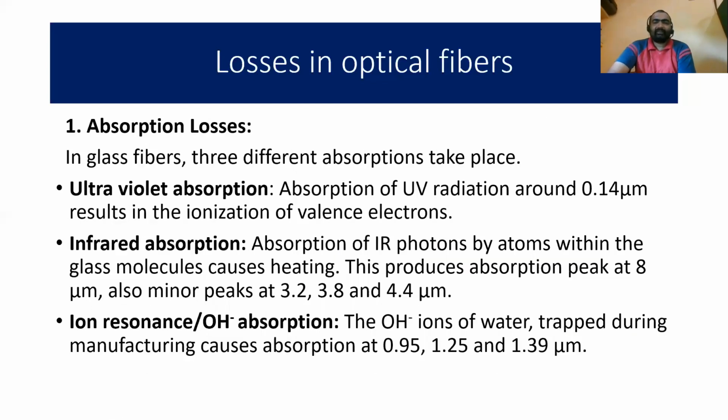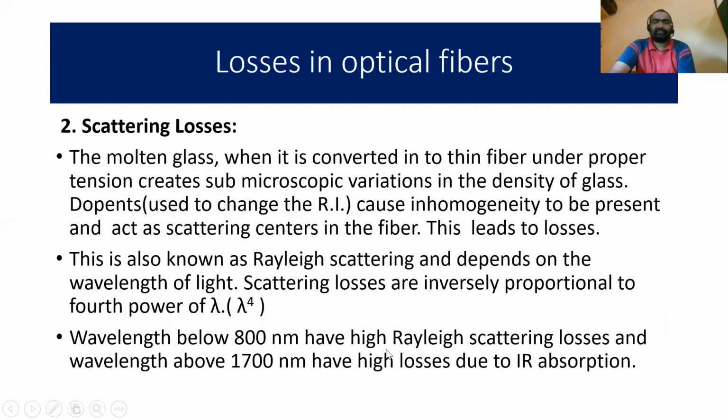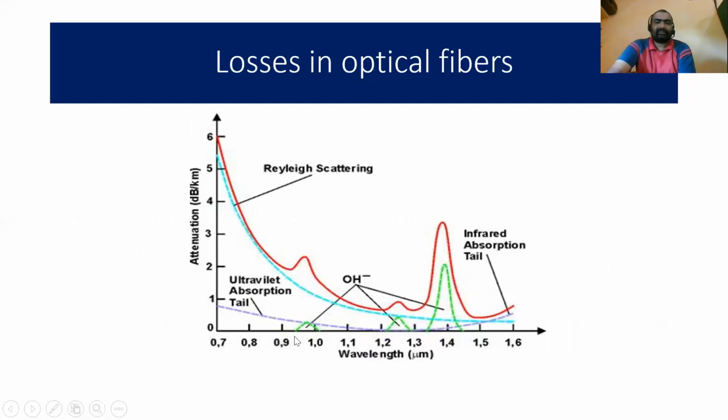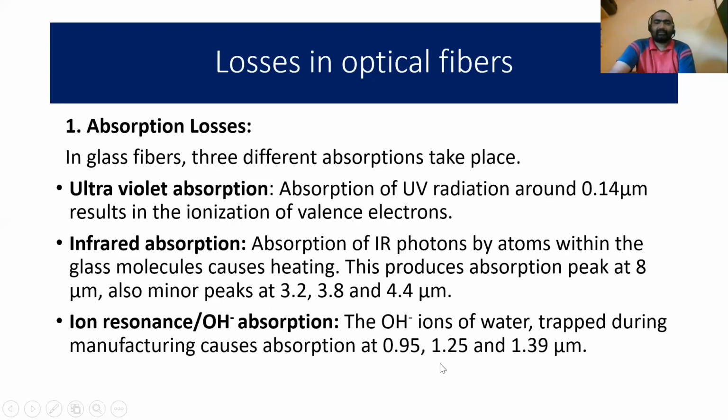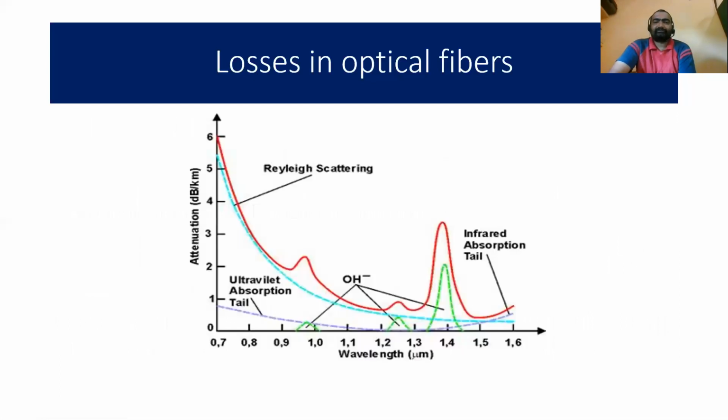Here you can see 1.39, 1.25, 0.95. This is the 0.95 OH minus absorption, this is 1.25, and this is 1.39. 1.39 is the major peak, and 1.25 and 0.95 are the minor peaks of OH minus absorption.